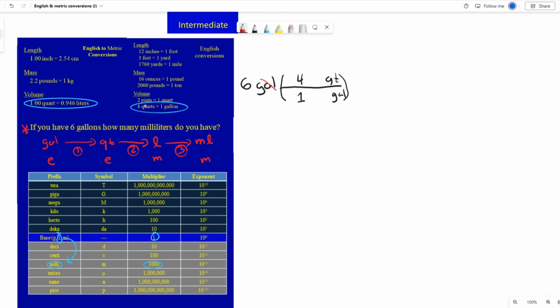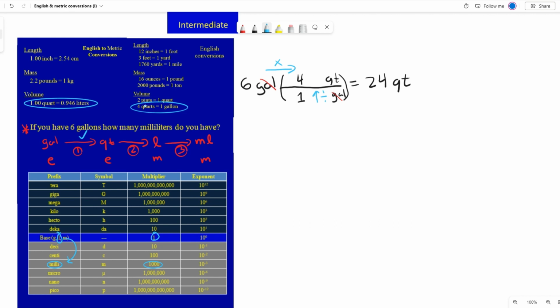Now it's set up so that gallons and gallons will cancel out. We'll multiply across and divide up. As you can see, it never changes what you do when you do the factor label method, which is what makes it so powerful. So that gives us 24 quarts. That's not our final answer though, but that does get done the first step of the problem.